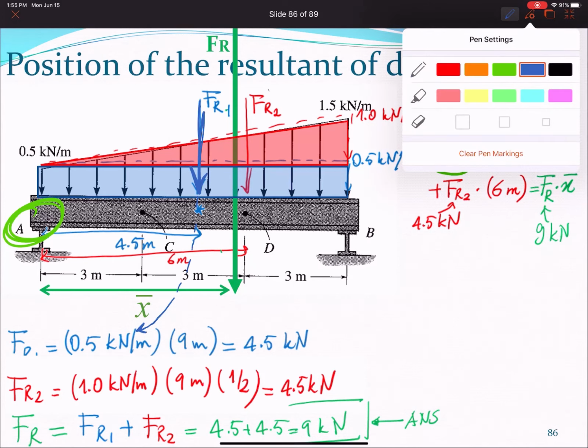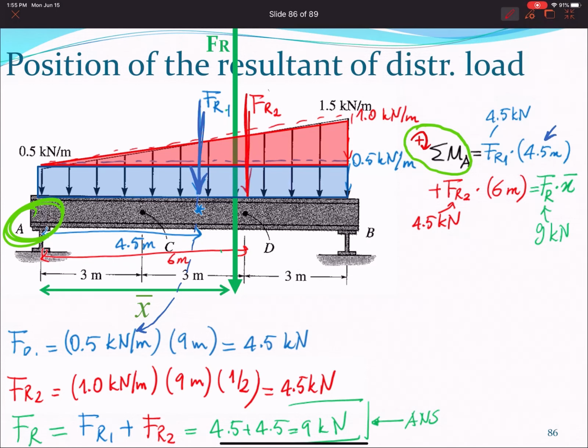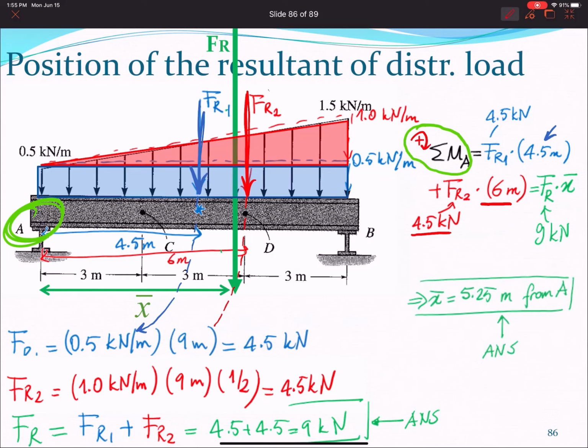And then I have the red force doing clockwise rotation about A. So it is positive 4.5 kilonewtons times 6 meters. And that has to be equal to the moment caused by the green force, which is Fr, which is 9, times the moment arm, which is x bar.